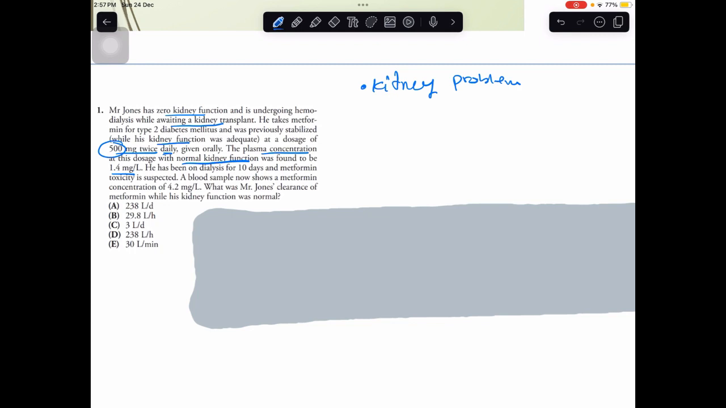He has been on dialysis for 10 days, and they think that there's a toxicity of this drug. A blood sample now, which means when he has the kidney problem, is 4.2. So the idea is he has a kidney problem. Before he had a kidney problem, this was what the values were. But then after, because he has a kidney problem, this is the concentration. What is the question? What was the clearance of Mr. Jones while his kidney function was normal?